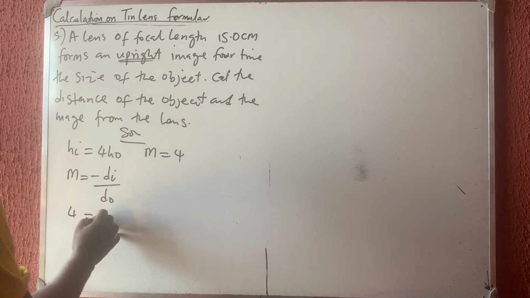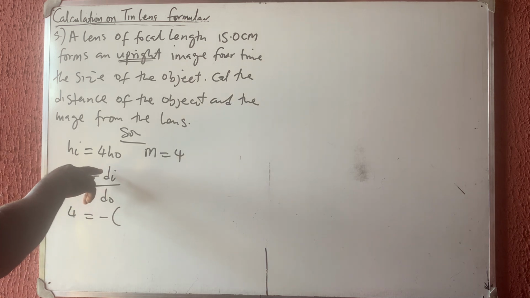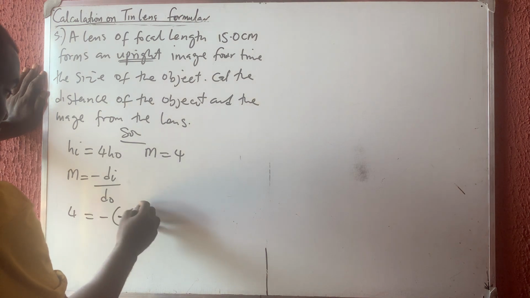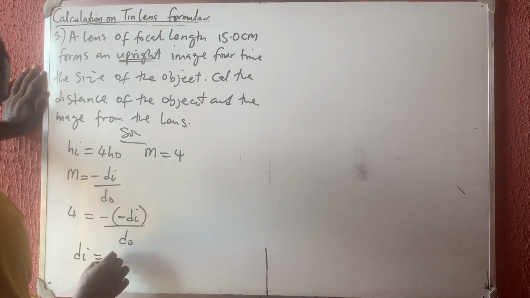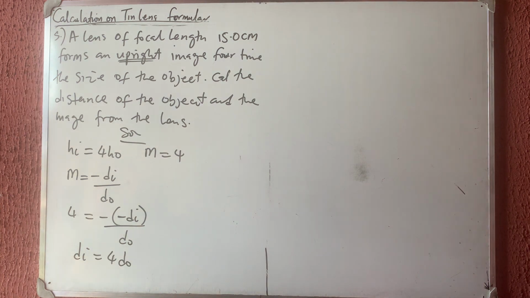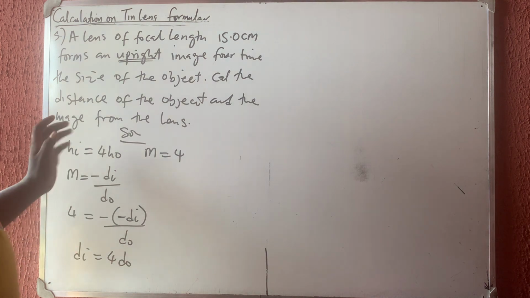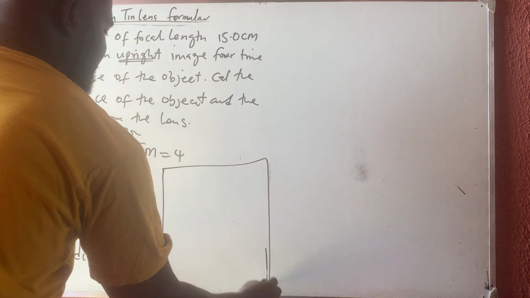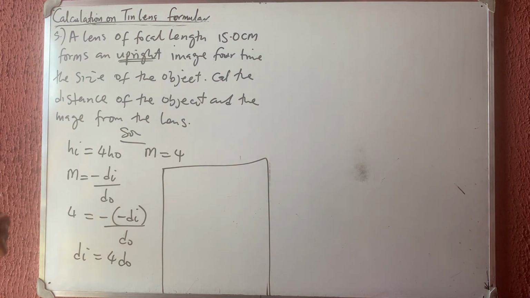Okay, so which is what? My 4 is equal to negative, I hope you know that the image is going to be at the left. So it's going to be negative DI again, over DO. So therefore, my DI is 4DO. You should know this. My DI is 4DO. In the distance of the object, we are not interested in whether negative or positive. We don't need it. We know that it is always at the left. Okay, we don't need to just put it. So now we have that our DI is negative 4DO.